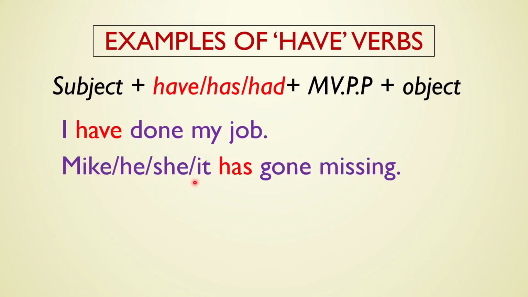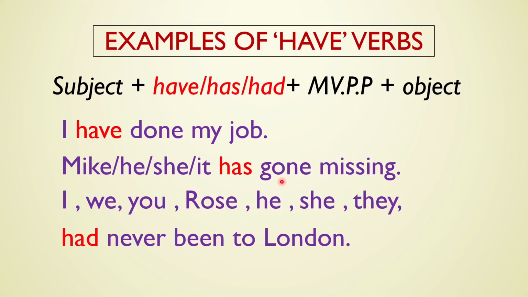Mike, he, she, or it has gone missing. So here, gone. Gone is the past participle of main verb go. So has is working as the auxiliary verb here because has is helping gone. So the sentence can be Mike has gone missing, he has gone missing, she has gone missing, it has gone missing. And both the sentences are used for present tense.